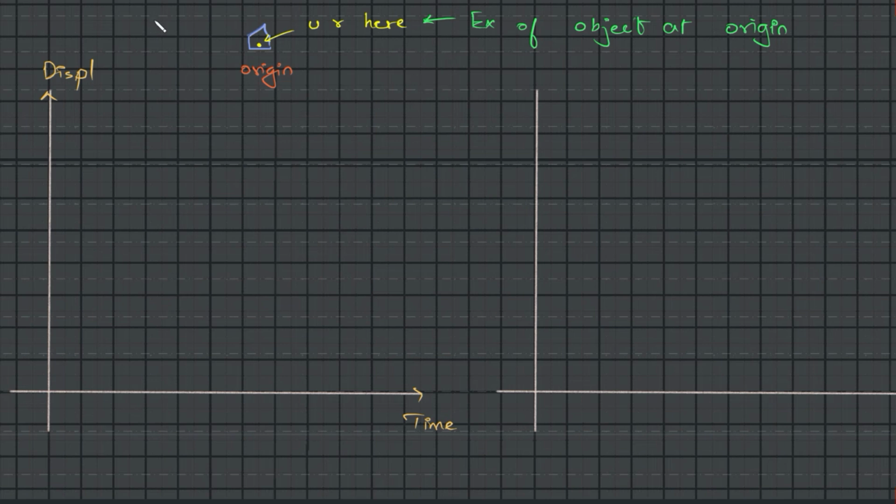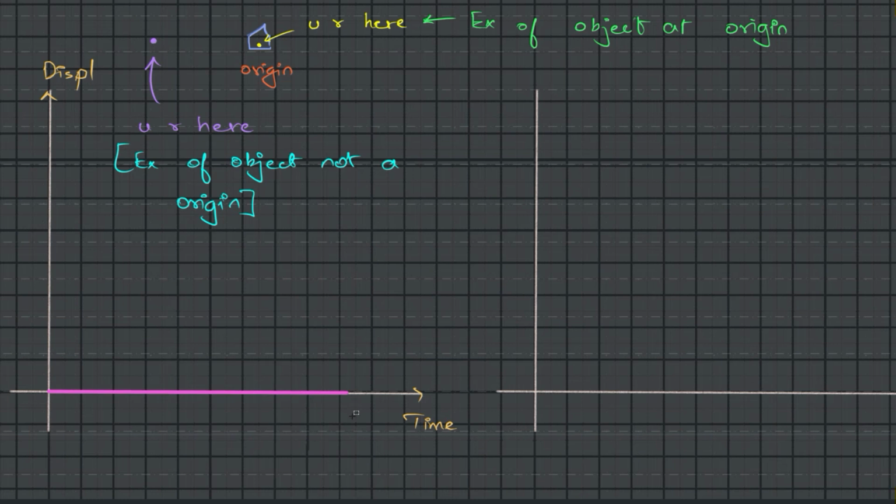Now, if you happen to sit somewhere else, right over here, you are here. This is an example of object not at origin. I know it's kind of obvious, but still I'm writing. So what do you think the displacement time graph will be? It will be a flat line.